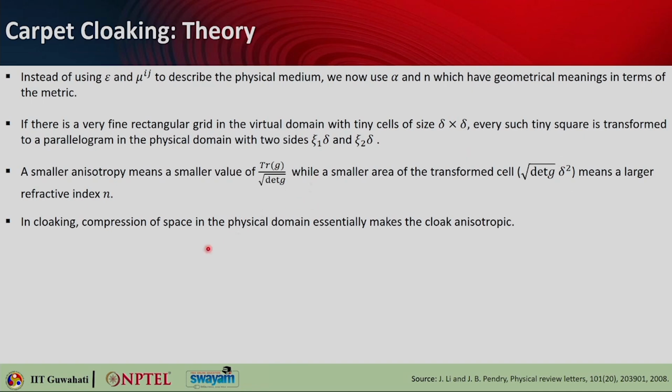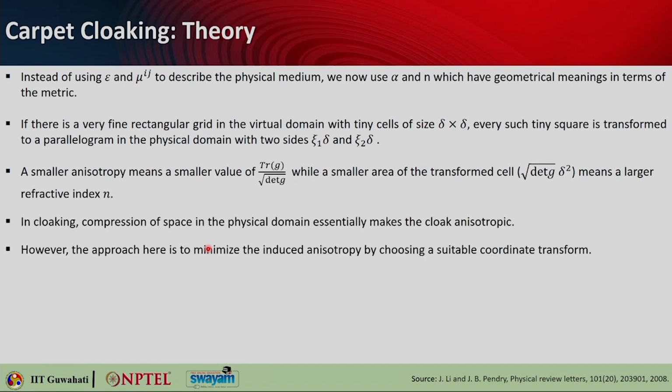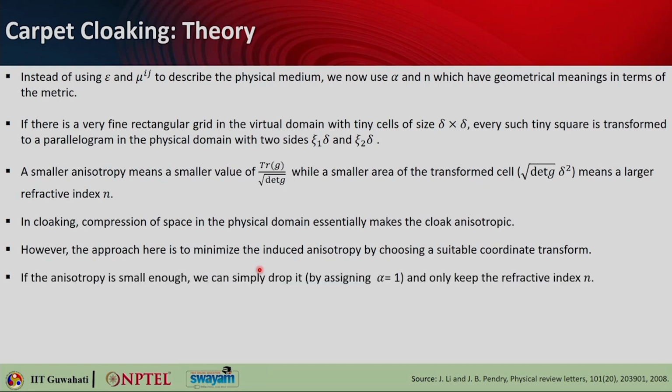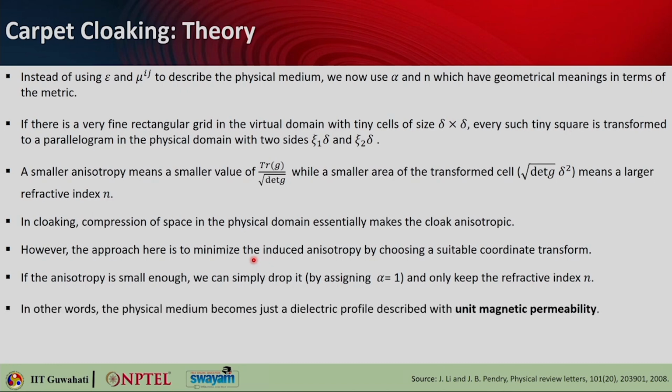In cloaking, the compression of space in the physical domain essentially makes the cloak anisotropic, as we have seen in the previous lecture. However, when you use this kind of transformation, the approach here is to minimize the induced anisotropy by choosing a suitable coordinate system. If the anisotropy is small enough, we can simply drop it, which means you just make alpha equal 1 and keep the refractive index n. In other words, the physical system becomes just a dielectric profile described with just epsilon, where you consider permeability, mu, to be just 1. That makes life simpler.